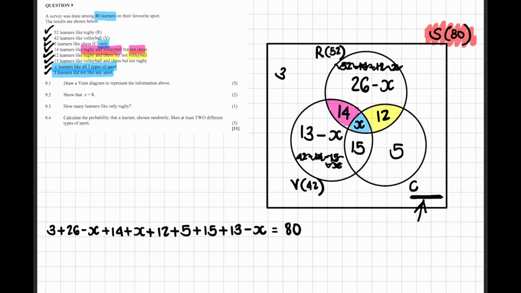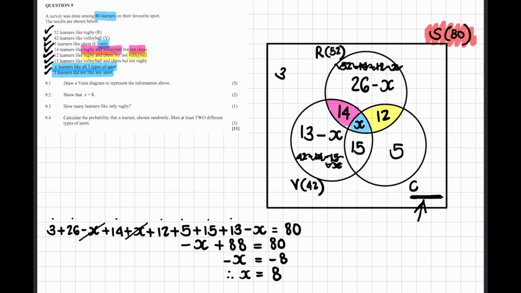Alright, so now I have a minus x and a plus x, so those are going to cancel, but then I'll still be left with a negative x. Then when I add 3, 26, 14, 12, plus 5, plus 15, plus 13, I get 88 is equal to 80. So that means that I have negative x, if I take the 88 across, equal to minus 8. So therefore x is in fact equal to 8.